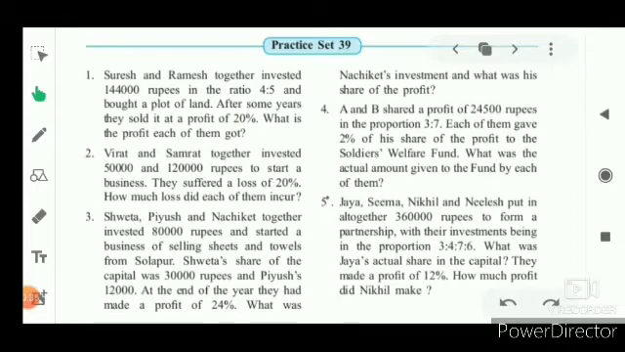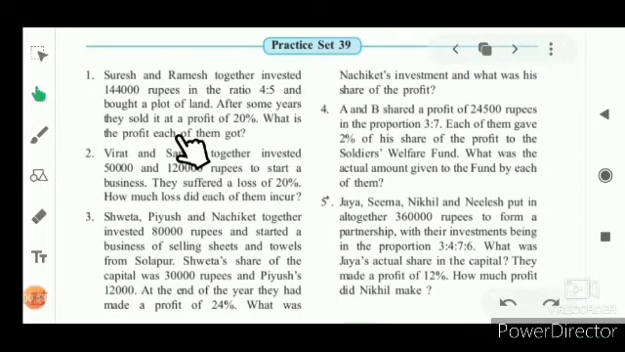First question: Suresh and Ramesh together invested 1,44,000 rupees in the ratio 4:5 and bought a plot of land. After some years, they sold it at a profit of 20%. What's the profit each of them got?